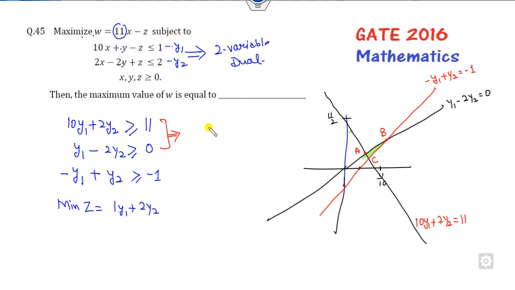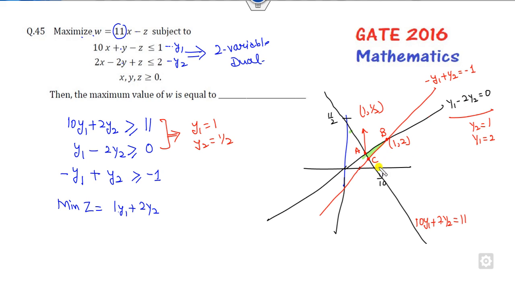You can add them. y1 is 1, y2 will be half. So this is the coordinate of the first line and second line. So that's the coordinate of A, 1 comma half. You can solve these two lines. How can you do that? You can add them. The value of y2 is 1 and y1 is 2. So this coordinate is 1 comma 2.